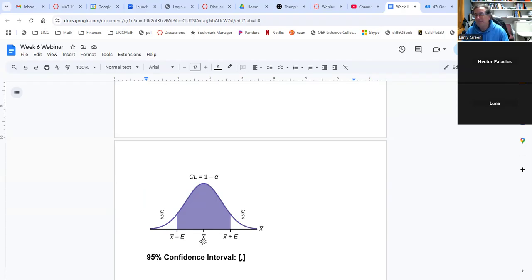Any ideas? Maybe you can pop in the chat box. What percent do you think you would want? You'd be comfortable being right, which means that 1 minus that percent, or 100% minus that percent, you're going to blow it. And you're going to cite false news.